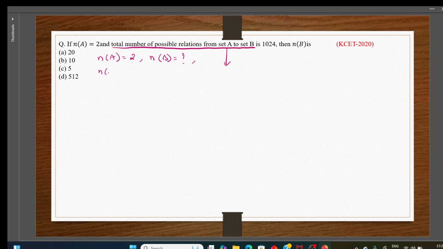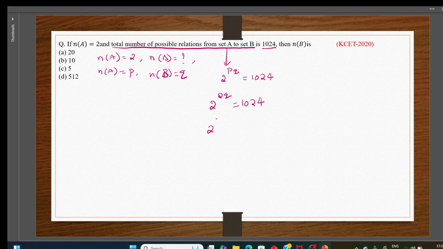Let us consider n of A is equals to P, n of B is equals to Q. Then total number of possible relations from set A to set B is 2 to the power of P into Q. So this value is given, 1024. So 2 to the power of, what is P value given here? 2. Q is equals to 1024.